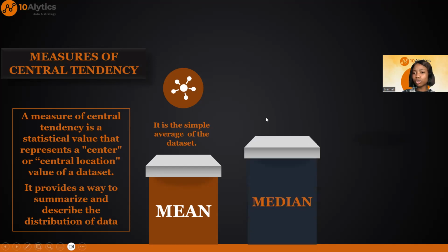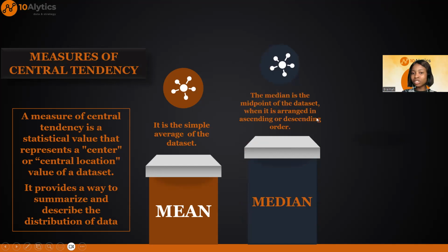Simple. Now moving forward to your median. Your median is the midpoint of your data set when it is arranged in ascending or descending order. So going back to our numbers from 1 to 5, if you arrange that in either ascending or descending order, and then you just pick out the middle, that is number 3.